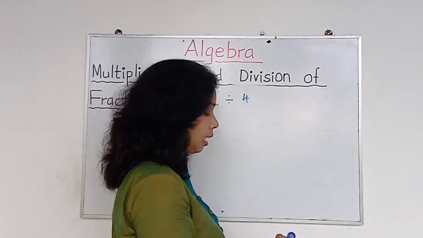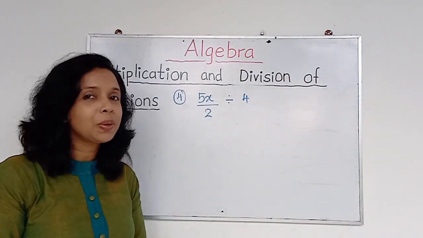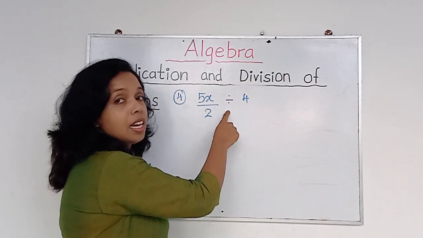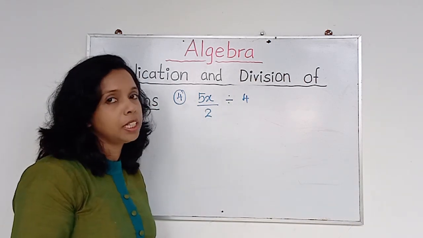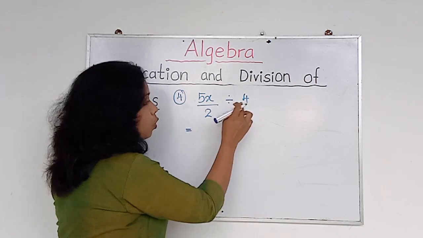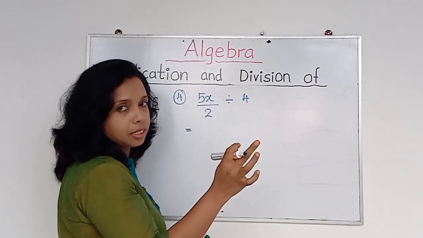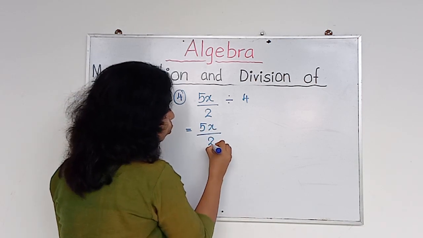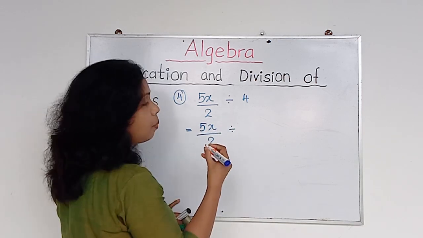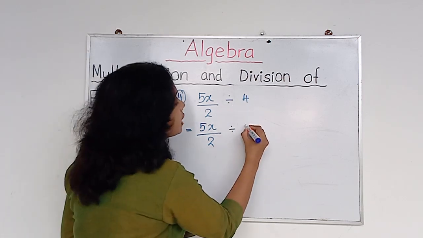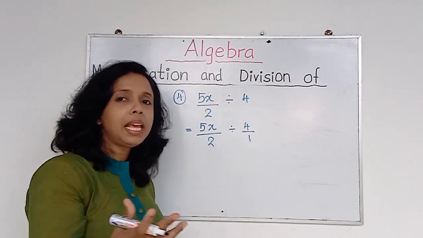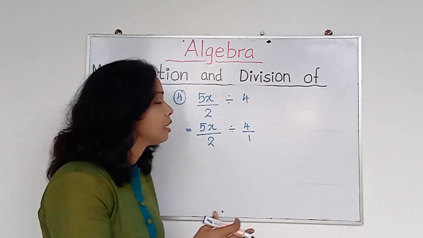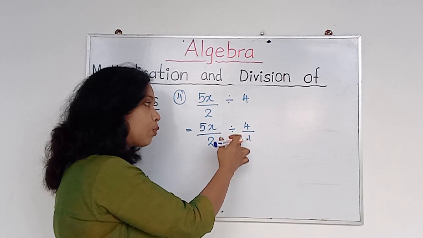Now look at this. Again, it's a division. Now what can you do? 5x over 2 divided by 4. Now, tell me what should be the first step. I want to convert this 4 into a fraction. Right? 5x over 2 divided by, not 4, instead I write 4 over 1. The same thing. 4 and 4 over 1, both of them are the same. So, instead of 4, here I wrote 4 over 1.